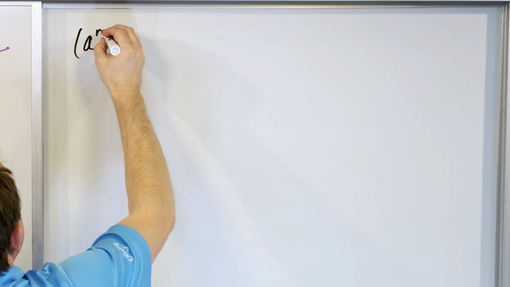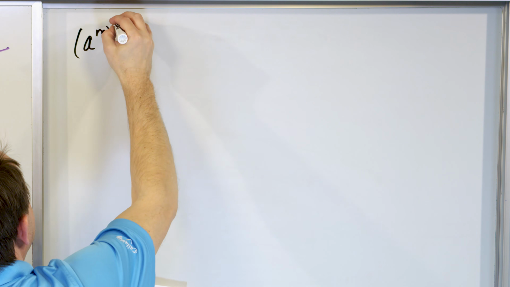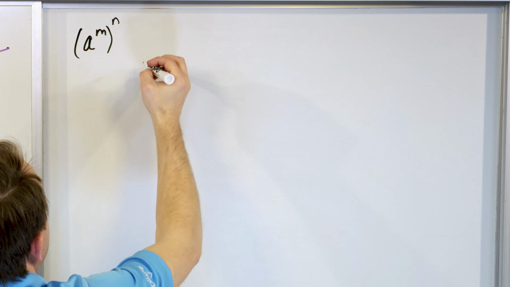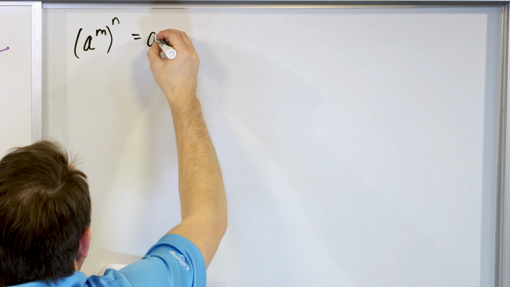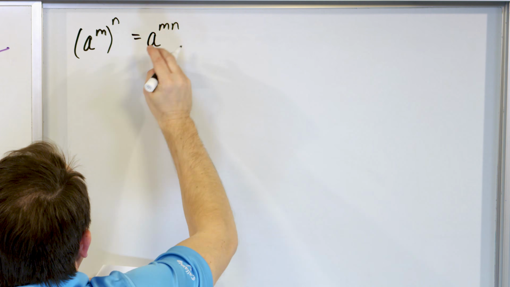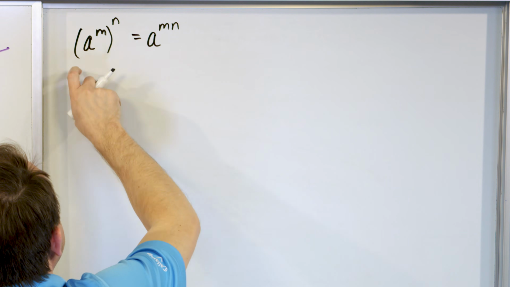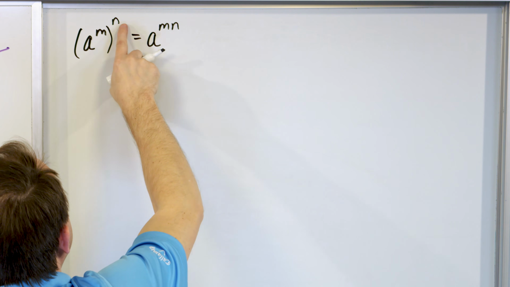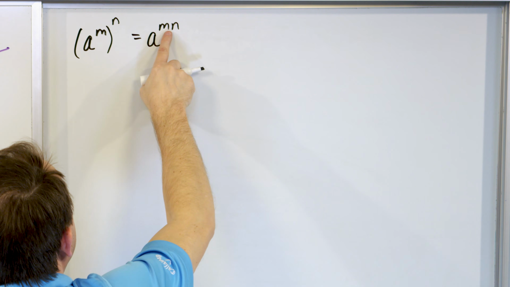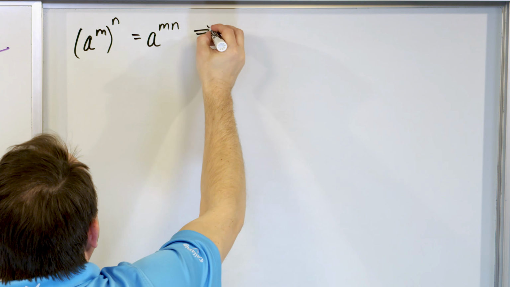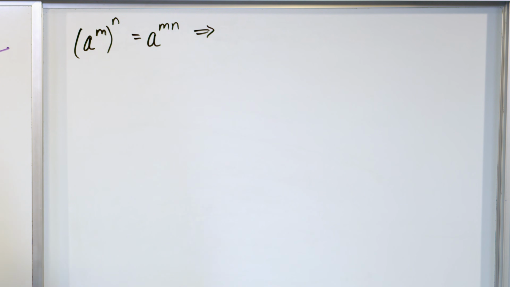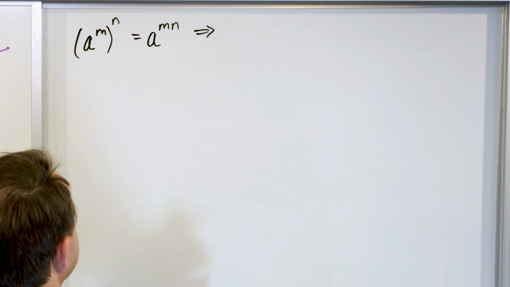A to the power of m, the whole thing raised to the nth power. According to the rule I wrote on the board, that is equal to a to the product, m times n. So basically, when you have something raised to a power and then the whole thing is raised to another power, all you do is multiply the exponents together and keep the same base. So let's take a look at a number example, and then an algebra example.